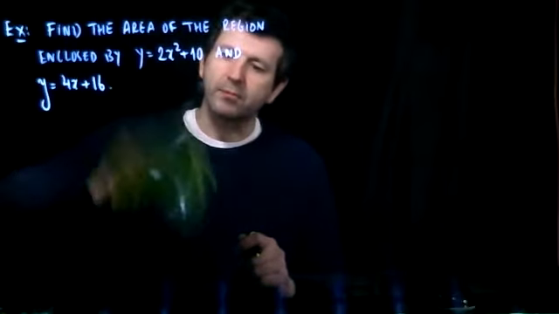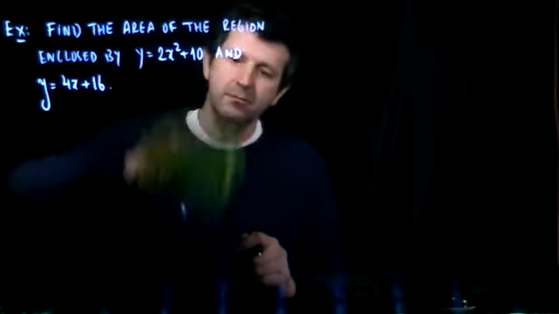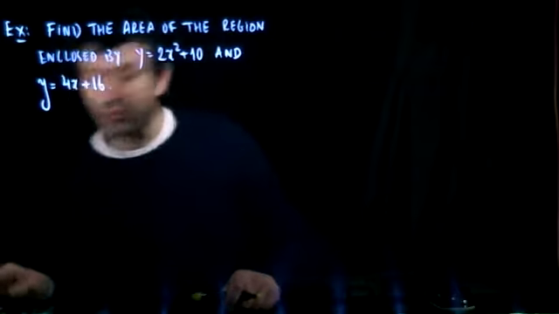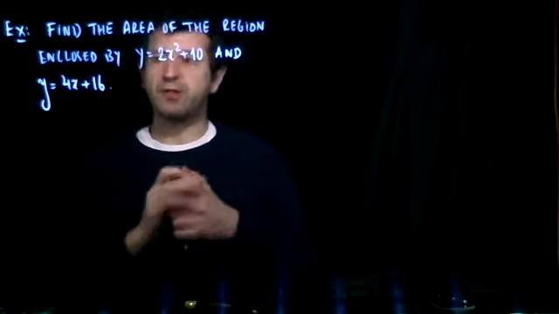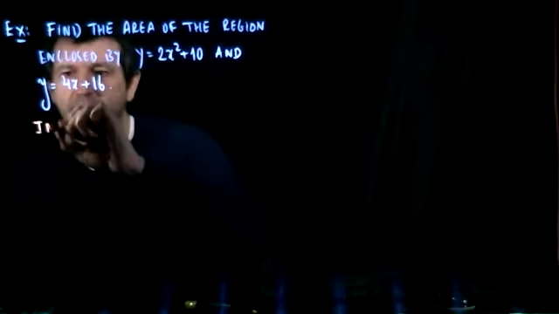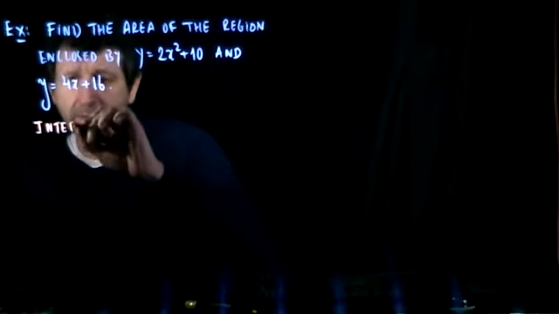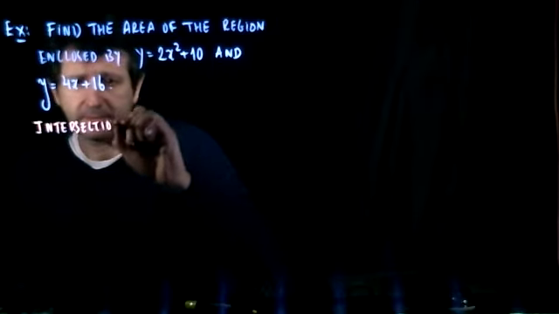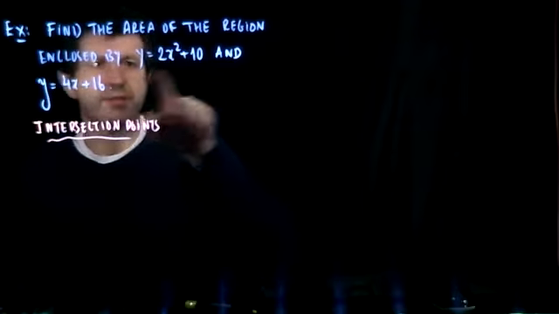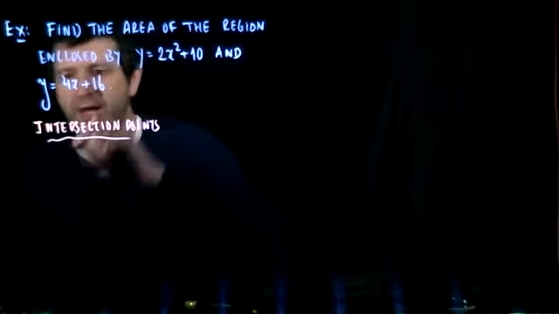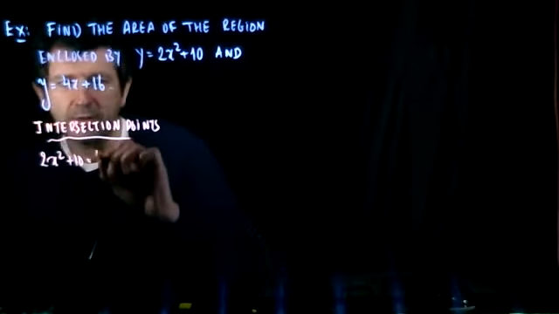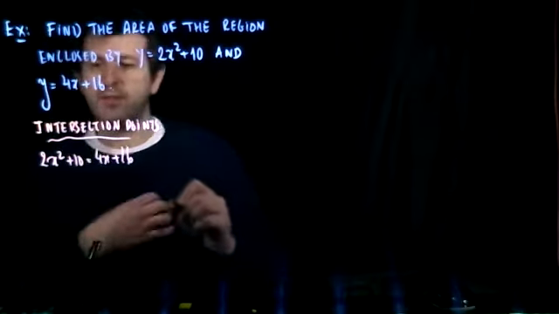Now, in order to draw it correctly, I don't need to be very, very precise when I draw it, but at least the intersection points are very, very important. This we need. So let's find the intersection points right away, and that will help us to draw the graph, the region, as well. So, intersection points. Of course, you solve the system by making this equal to that. So 2x squared plus 10 is equal to 4x plus 16.